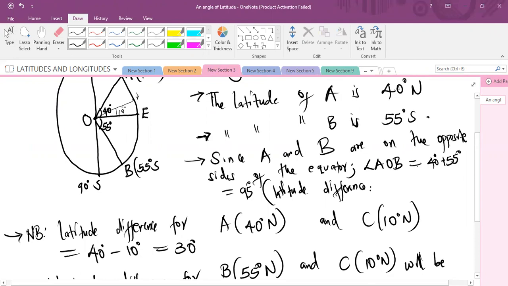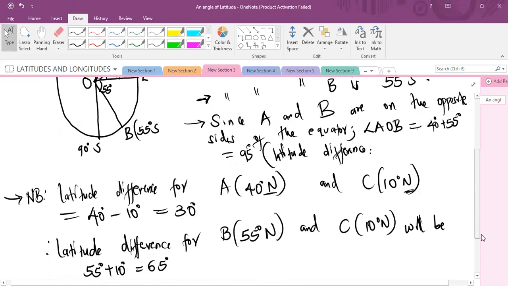And then we want to get, so we have C, let's call it C. And then we want to get the latitude difference. Now, the latitude difference for angles which are on the same side of the equator. This is north and this is north also. So the latitude difference will be given by subtracting. Note that if they are on the same side, north-north, you get the latitude difference by subtracting. If they are on opposite sides, you get the latitude difference by adding.